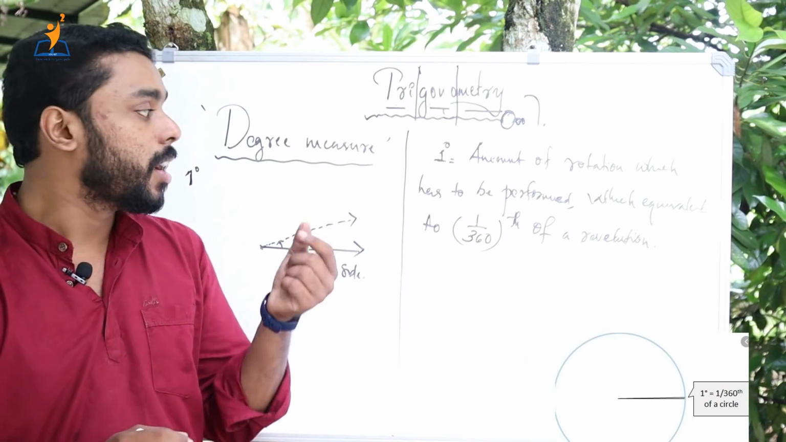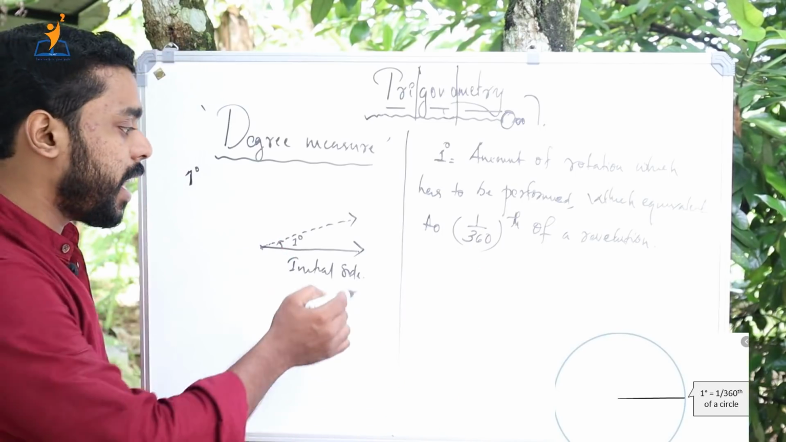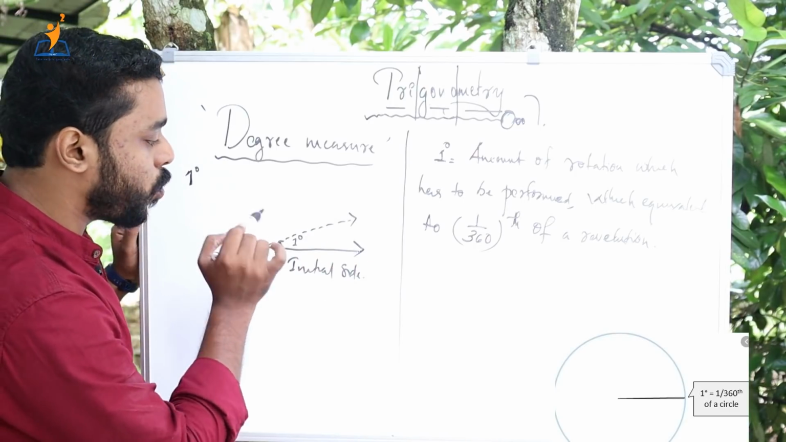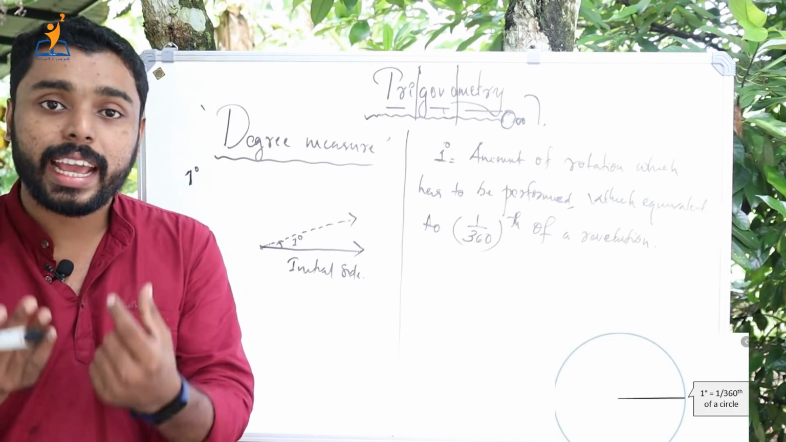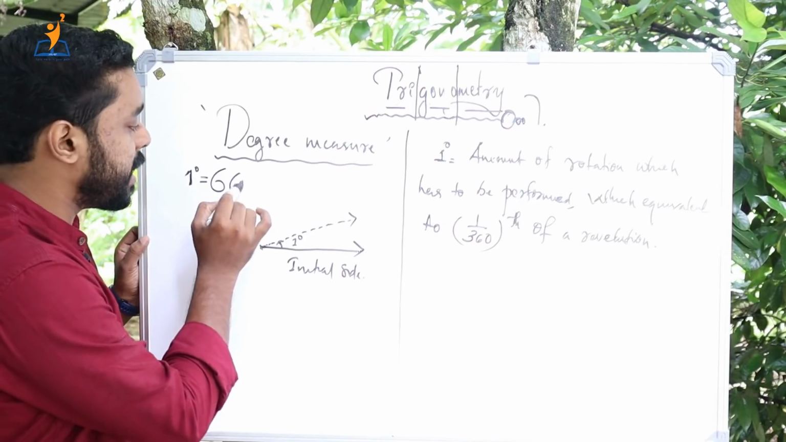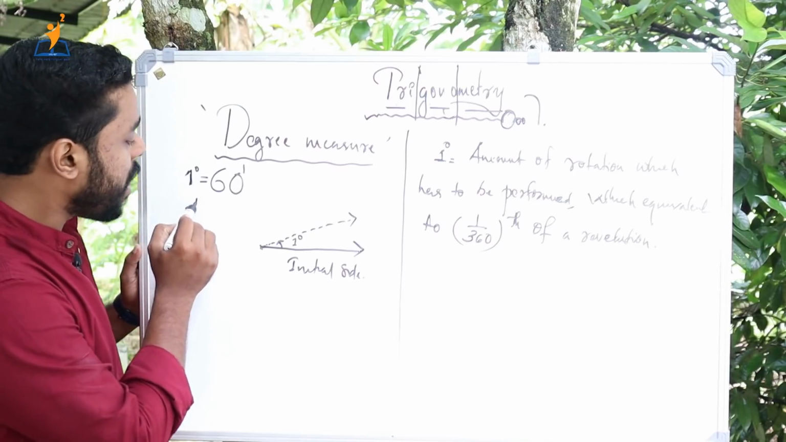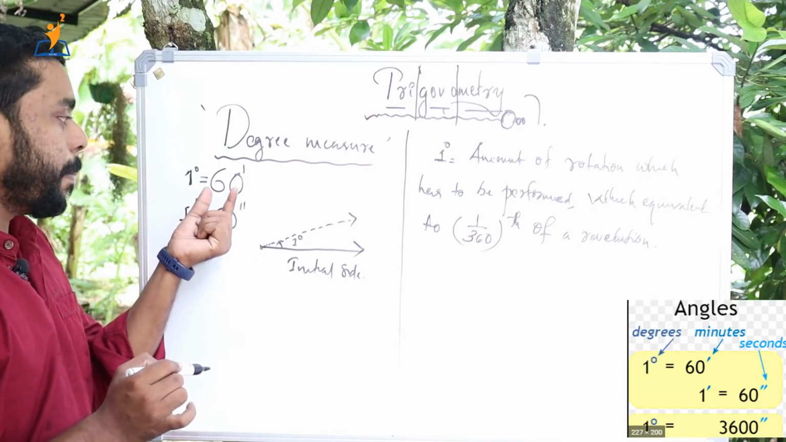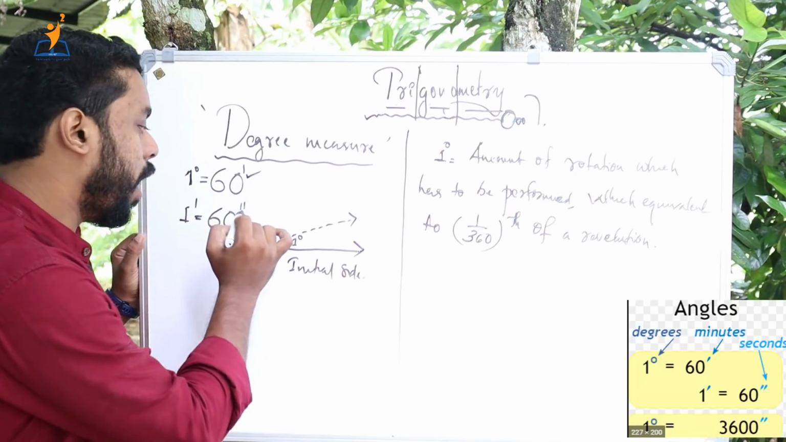1 degree is nothing but the amount of rotation which is equivalent to 1/360th of a revolution, and we know that a complete revolution means starting from here and reaching back here, and if the rotation is 1/360th of the entire rotation, then the angle in that rotation is 1 degree. Also note that 1 degree is again divided into 60 minutes. So 60 minutes constitute 1 degree. Also 1 minute is nothing but 60 seconds. So second, minute and degree, which means that 1 degree is 60 minutes and 1 minute is 60 seconds.